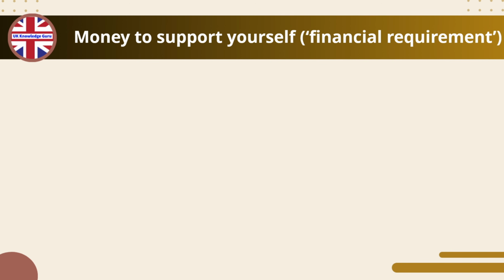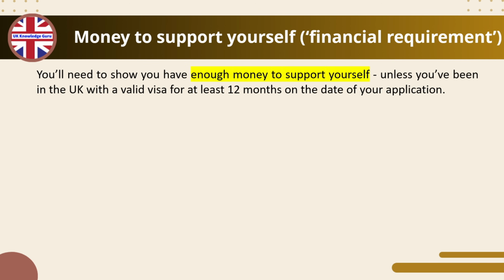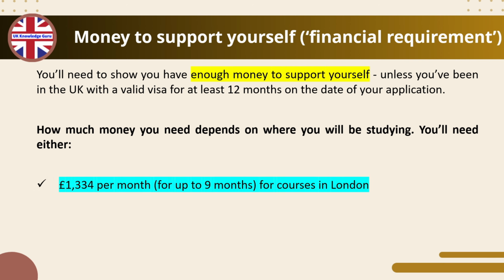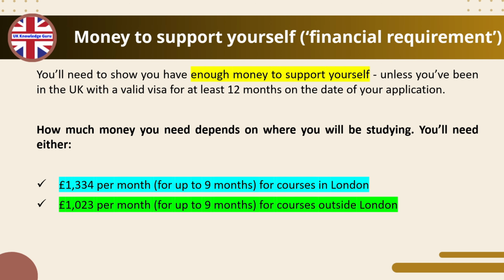Okay. Money to support yourself, financial requirements. You will need to show you have enough money to support yourself, unless you have been in the UK with a valid visa for at least 12 months on the date of your application. So for example, if you were on a graduate visa and you're switching back to a student visa, then you do not need to show the funds, okay? How much money you need depends on where you will be studying. You will need either £1,334 per month for up to 9 months for courses in London, or £1,023 per month for up to 9 months for courses outside London.